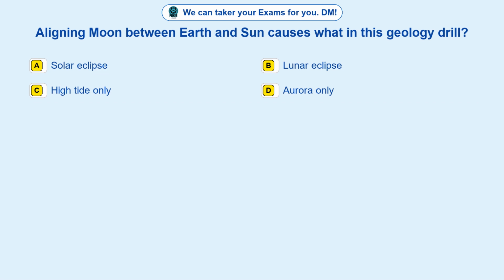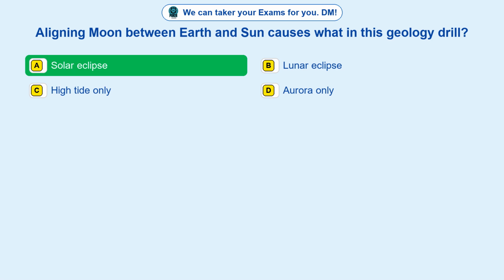Question 92. Aligning moon between Earth and Sun causes what in this geology drill? Option A, solar eclipse. Option B, lunar eclipse. Option C, high tide only. Option D, aurora only. The correct answer is option A.